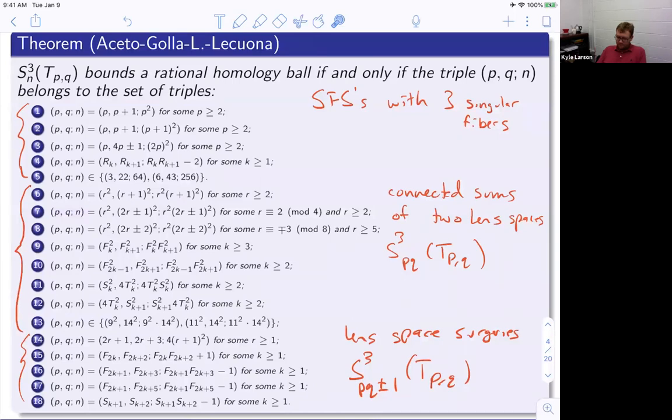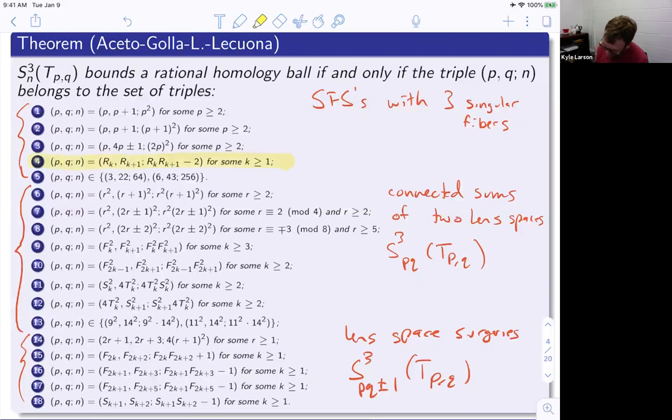If the surgery coefficient is neither pq nor pq plus or minus one, then it's Seifert fibered with three singular fibers, and that's our larger analysis. In this case, we determine exactly which of these bound rational homology balls or not. I see. You're saying that everything that's not a lens space or a connected sum of two lens spaces is going to be Seifert fibered with three singular fibers. That's right. And the only ones of those that have the rational homology ball condition are one through five. Yeah. And among one through five, remember I told you about this condition about q being congruent to plus or minus one mod p, that had already been taken care of by Choe and Park. And the only family that's not on that list is actually four.